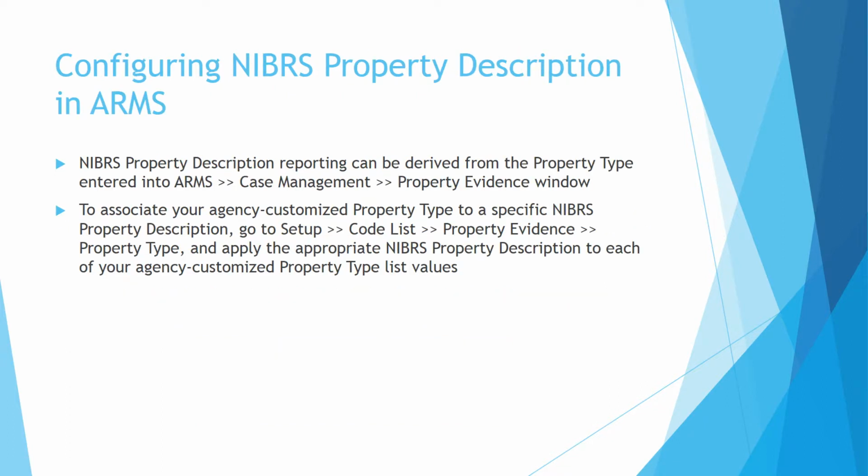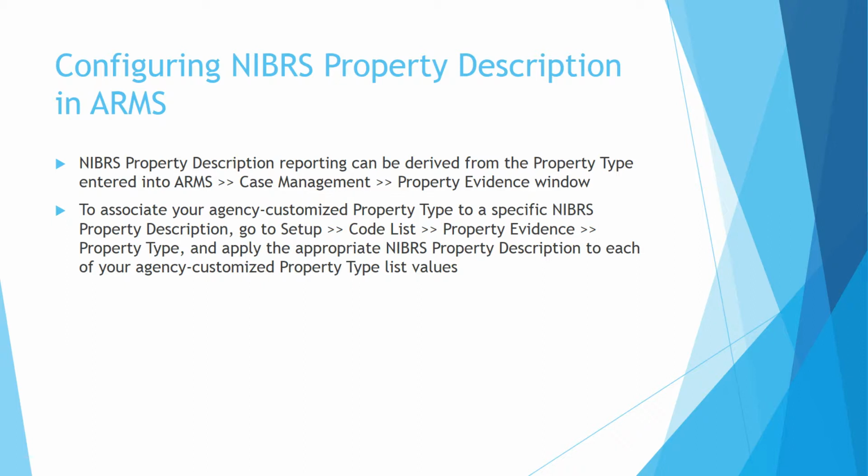Our first point here is just that. NIBRS property description reporting can be derived from the property type entered into ARMS in the case management module underneath the property evidence window. This doesn't change anything about what the officers are already putting in, but by doing this mapping on the back end, we're going to speed up this process of filling out your NIBRS review.